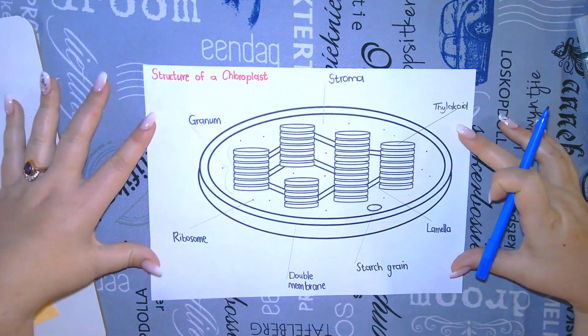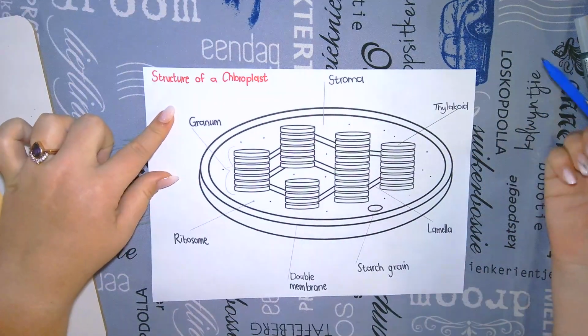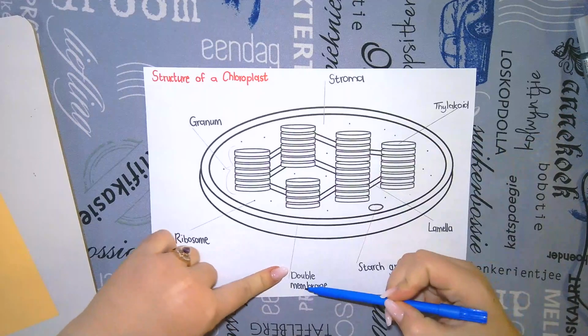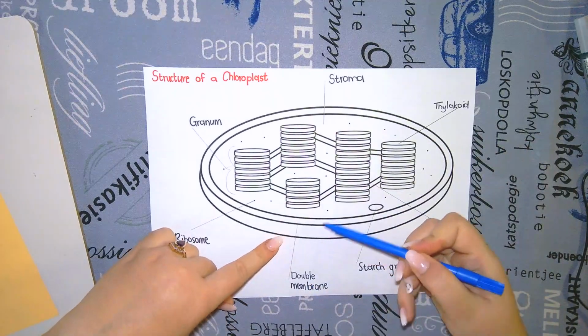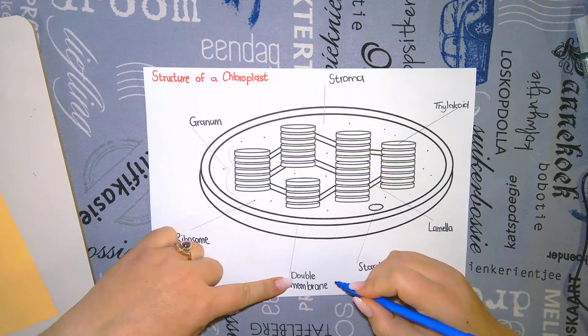Now, as you know, last year you studied the structure of a chloroplast. Now, this is a chloroplast. So, firstly, it has a double membrane, as you can see here. And the purpose is that the double membrane is permeable to water and carbon dioxide.